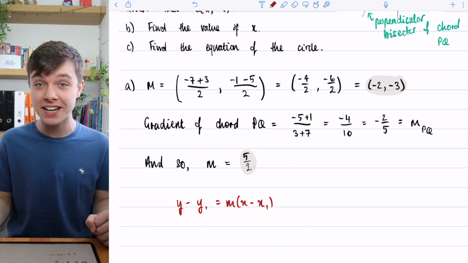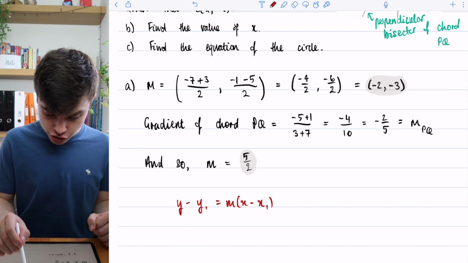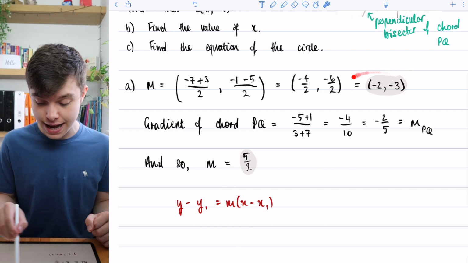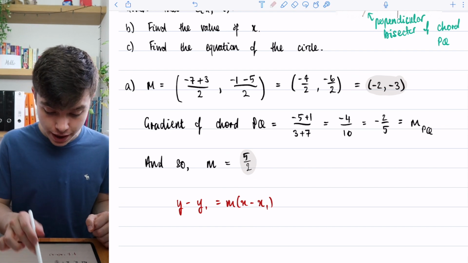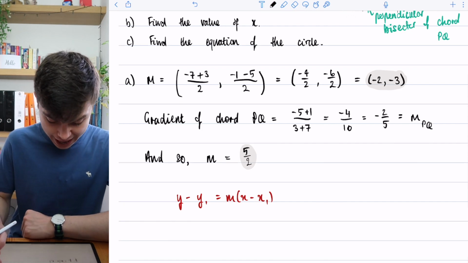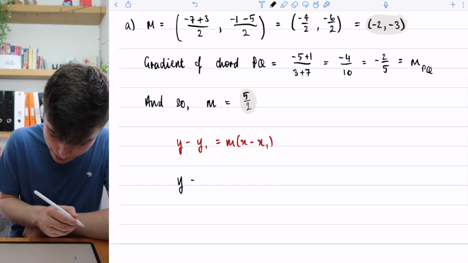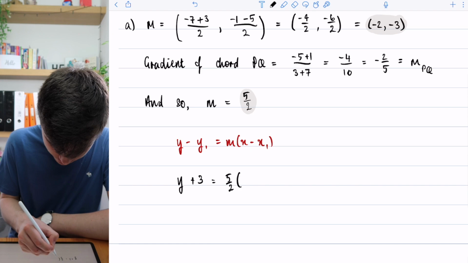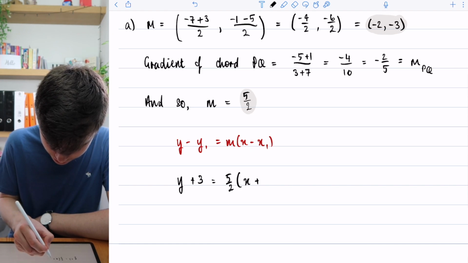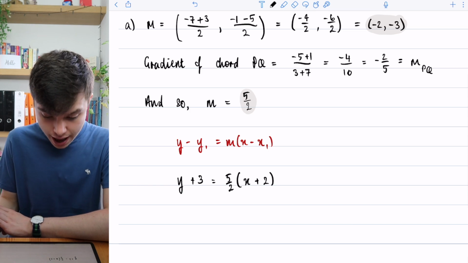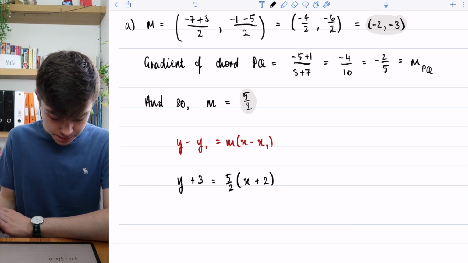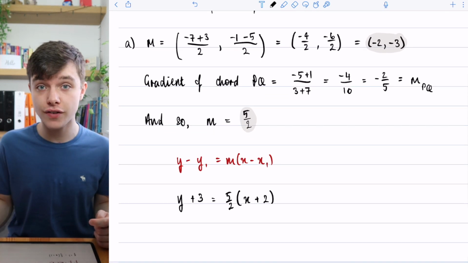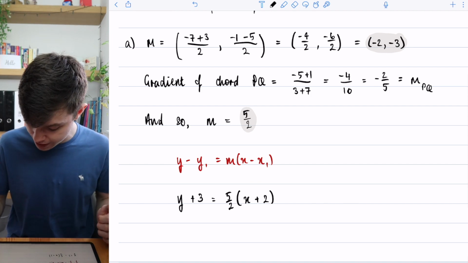We can use that because L is a straight line. So all I'm going to do is substitute this as my gradient, and this as my coordinate on the line L, and we will get a straight line equation for L. So we'll have y minus y1, that's going to give me y plus 3, is equal to the gradient, which is 5/2, times x minus, which is going to become x plus 2. I'm going to leave it exactly like that because the question just says find the equation of L. It doesn't ask for a form of the straight line, so we'll leave it like that.